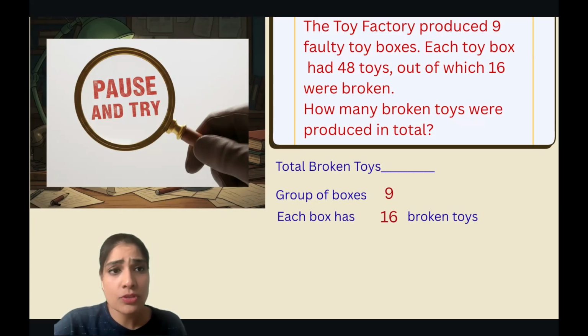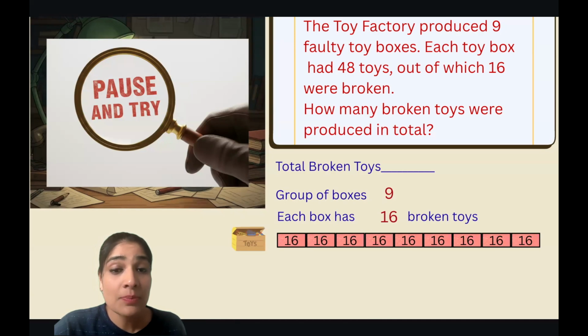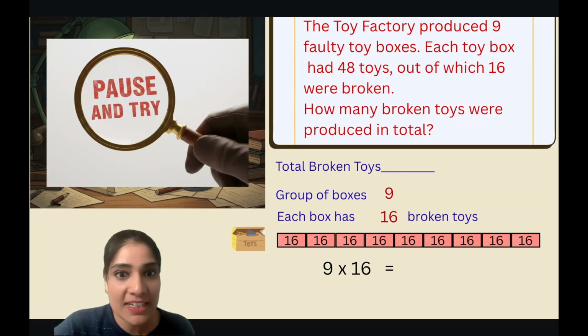So many a times you might see that a word problem has been given extra information to confuse you. So you should be able to find that that's an extra information and we don't need it. The bar model for this is 9 boxes of 16 broken toys each. So the multiplication expression is 9 times 16. What do you see? It's a 2-digit multiplication with single digit.